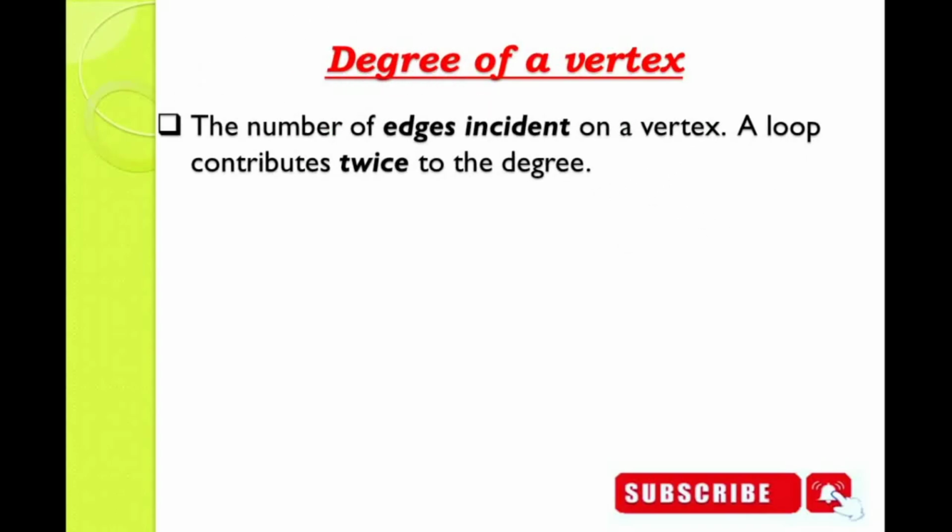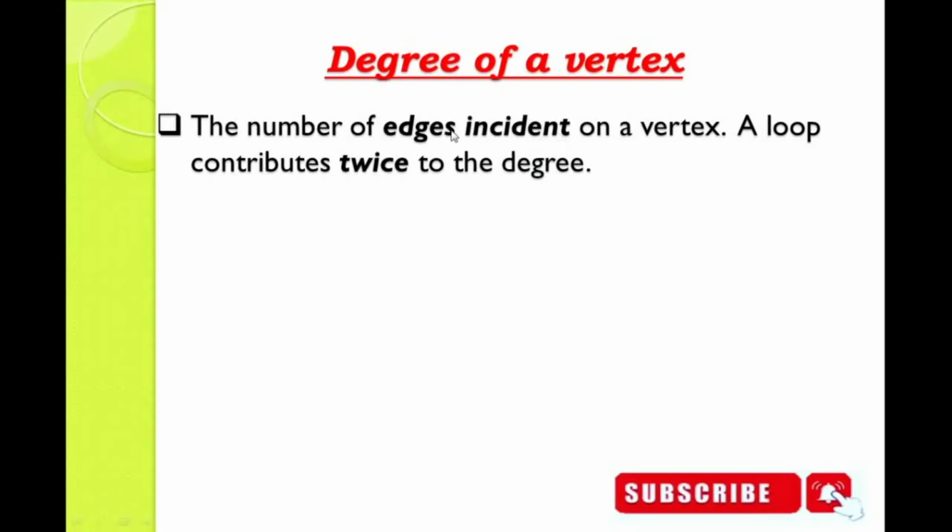So degree of vertex is nothing but the number of edges connected to a particular vertex. Whenever you get a loop, it contributes twice to the degree. Okay, so let us see the mathematical definition. The number of edges incident on a vertex is called degree of vertex.